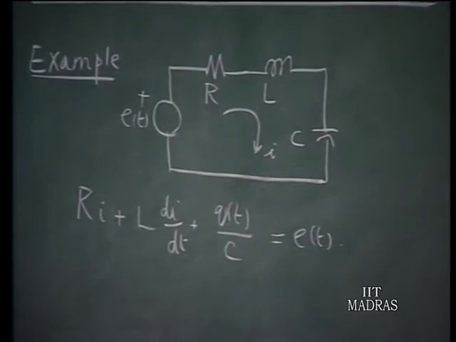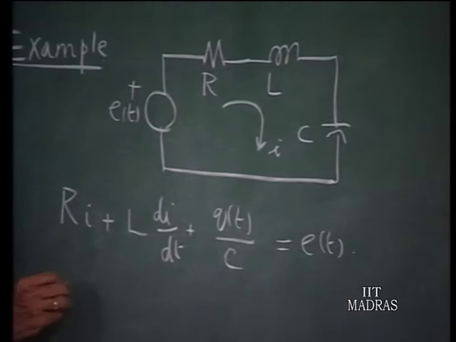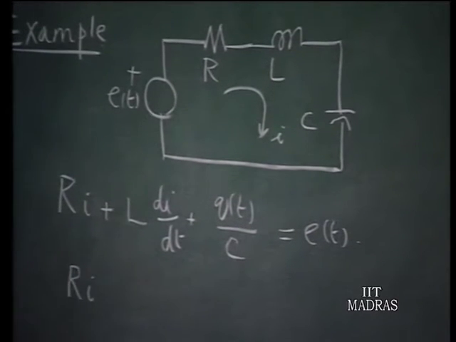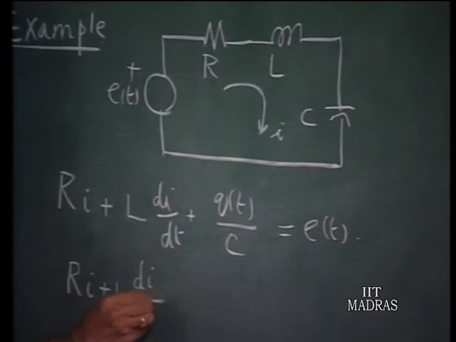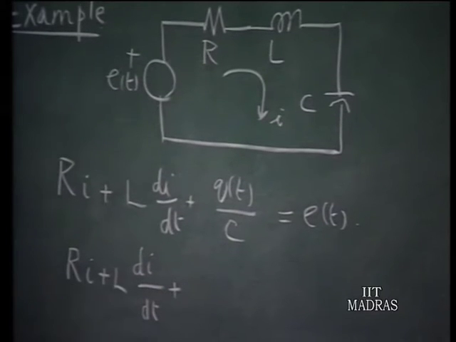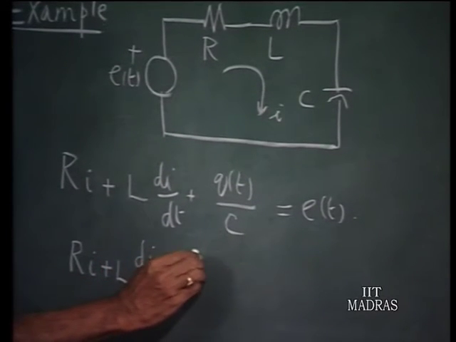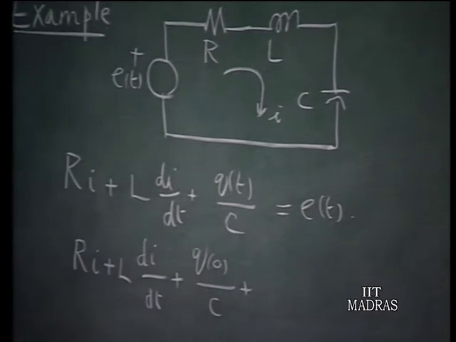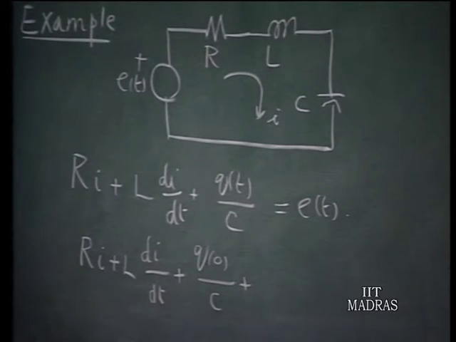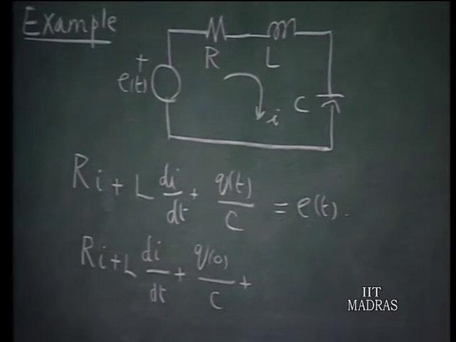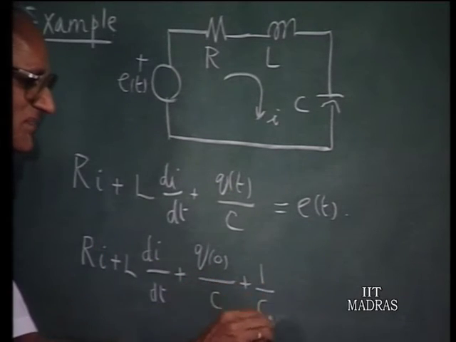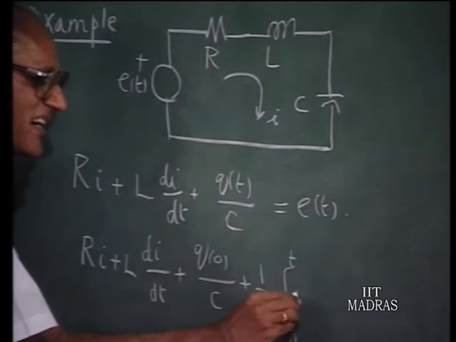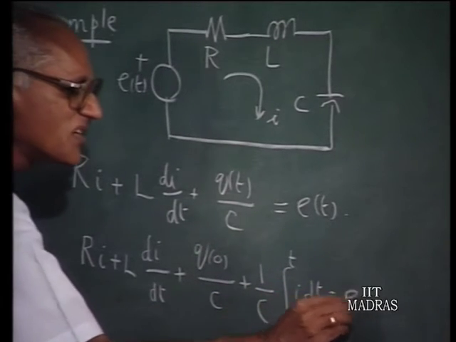This can further be written as, if you take the charge Q of t to be, L di/dt plus, there is an initial charge in the capacitor, let us say Q0, divided by C, plus the additional charge that has been conveyed to the capacitor plates in the interval starting from 0 up to the point t. So that means 1 over C integral 0 to t i dt, that is equal to E of t.